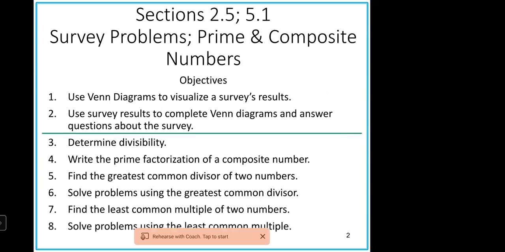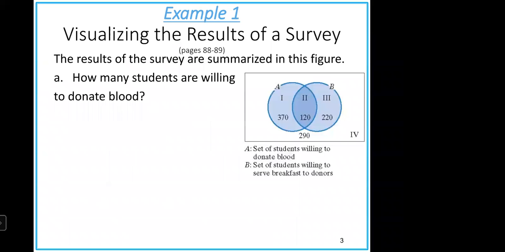So we're looking at divisibility, prime factorization, greatest common factor, greatest common divisor, least common multiple. Okay, so that's for today's lesson.